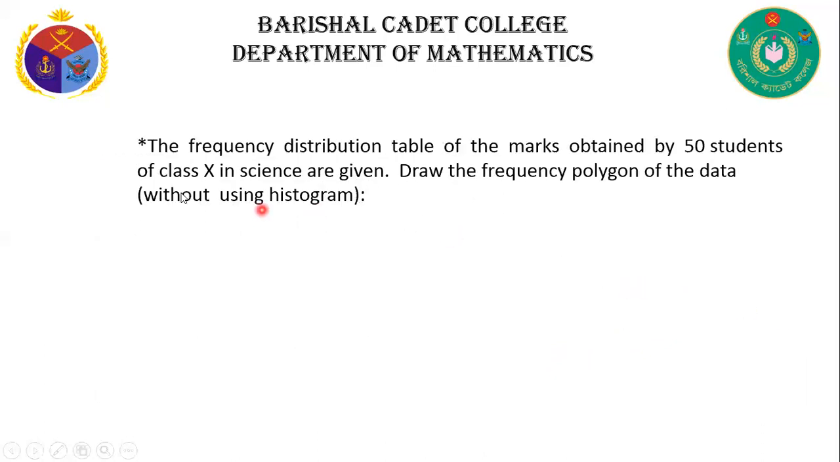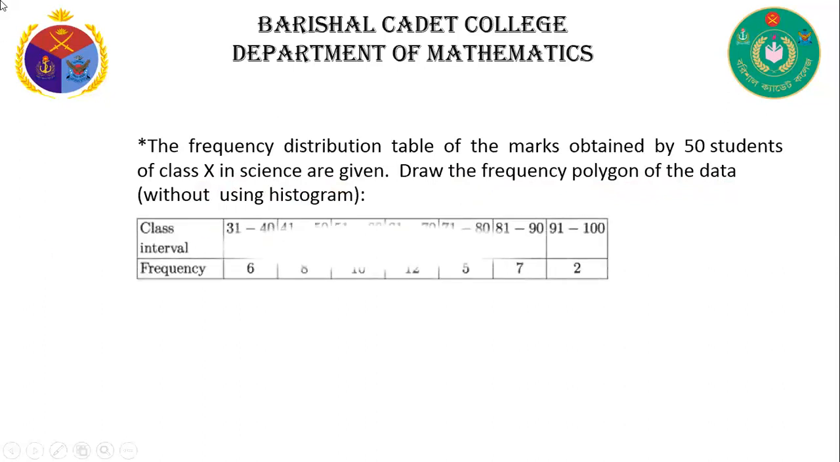Now another question. The frequency distribution table of marks obtained by 50 students of class 10 in science is given. Draw the frequency polygon of the data without using a histogram. Here the class interval 31 to 40 has frequency 6, 41 to 50 has frequency 8, 51 to 60 has frequency 10, and in the same way the data is given.